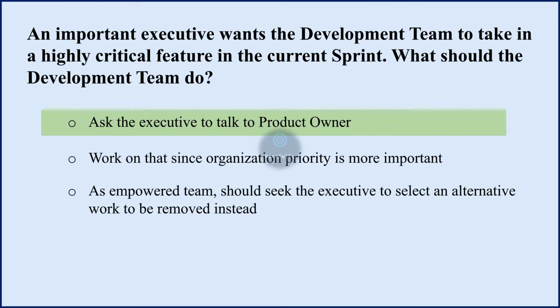In Scrum, the product owner is responsible for managing the product backlog, prioritizing work, and making decisions about what goes into the sprint. However, if an important executive wants to introduce a highly critical feature during the sprint, the development team should collaborate with the product owner.